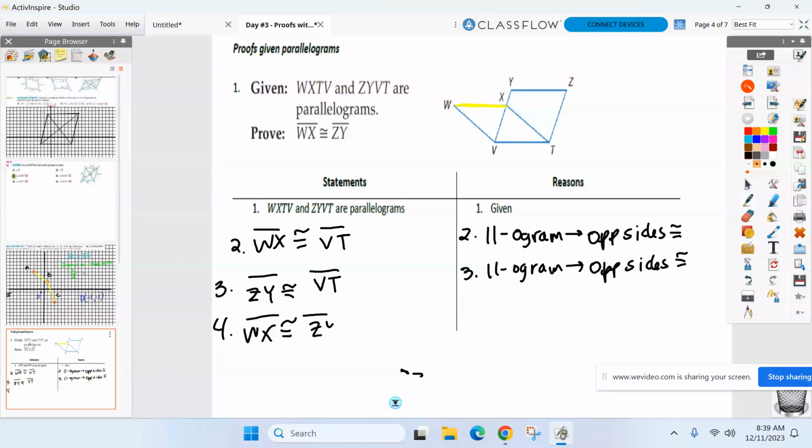WX congruent to ZY, substitution. Questions there? That's just a little intro. That's just a little sniff. That's all that is here. Ready to move on. All right, let's do it.